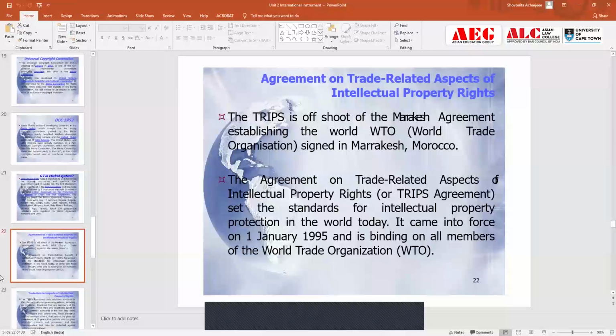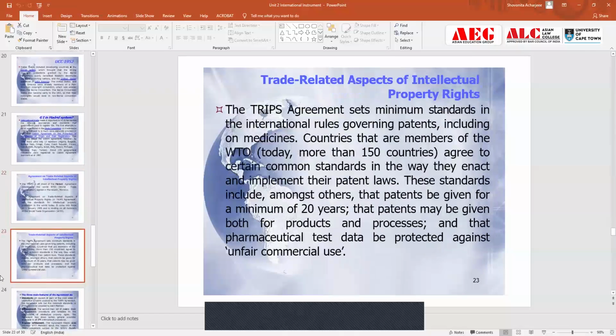The next is the Agreement on Trade Related Aspects, that is the TRIPS, which was an offshoot of the Marrakesh Agreement establishing the WTO, or World Trade Organization. This particular WTO and the TRIPS were signed in the Marrakesh Agreement, that is in Morocco. This particular agreement talks about the standard for intellectual property protection. It came in 1995 and it is still binding with the WTO, that is the World Trade Organization.